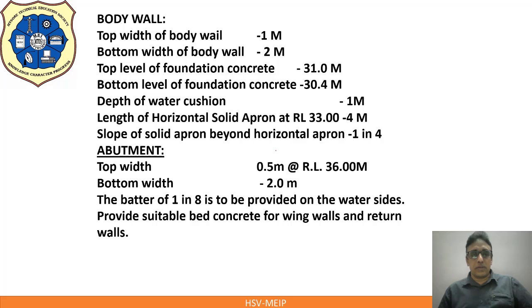And then horizontal apron is given with a slope 1:4. Horizontal apron is provided at the 33.00 RL, 4 meter. Top width of the abutment is given 0.5. Bottom width is 2.0 meter. The batter of 1:8 is provided on the water side. Here the water side is not vertical, it is inclined. In the previous problem that we solved, the stepped apron, there we assumed the water side as vertical.